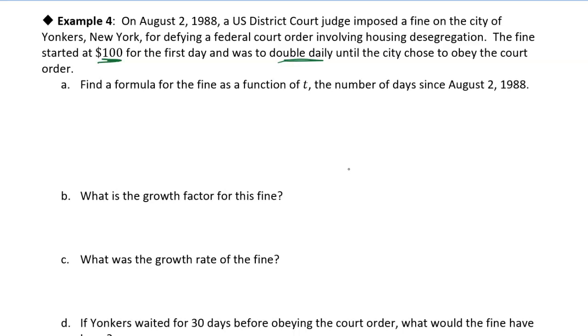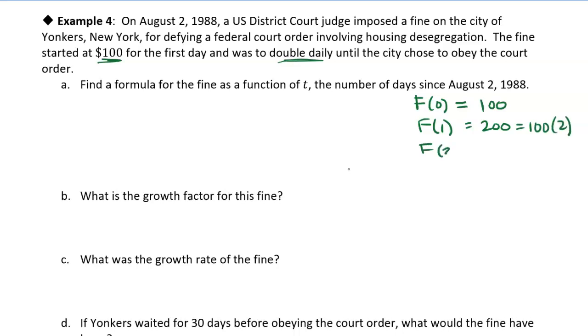So the first task is to find a formula for the fine as a function of t, where t is the number of days since the August 2nd ruling. So we know that the function, let me just write it over here, f of 0, right? I'm going to call this function f for fine. Initially the fine was $100. After 1 day, f of 1 would be $200 because it doubled, so it's just 100 times 2.